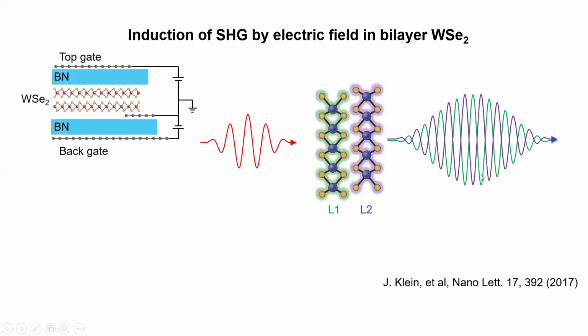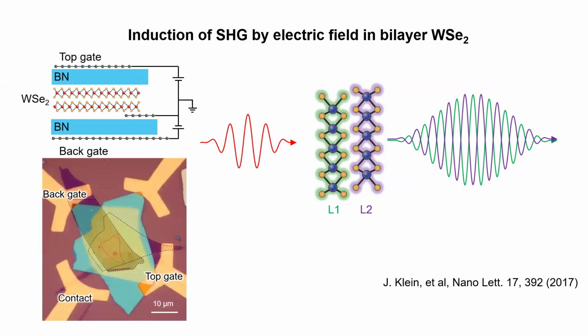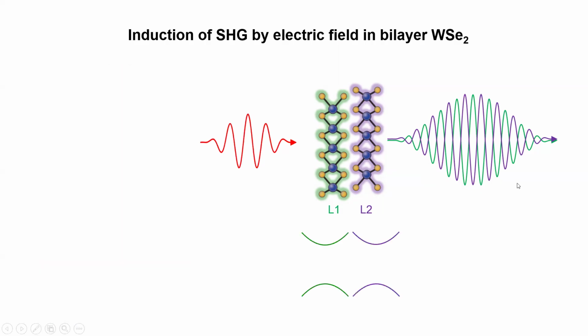We fabricated bilayer devices this way. It is a dual-gated device with few-layer graphene as the top and bottom gates, as well as contacts, and also BN encapsulation. And this is the optical image of our device. The electric field is applied this way.